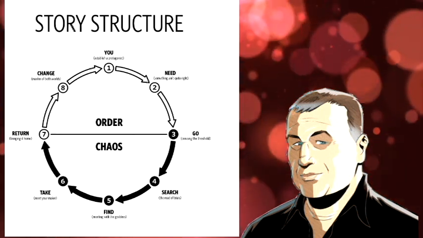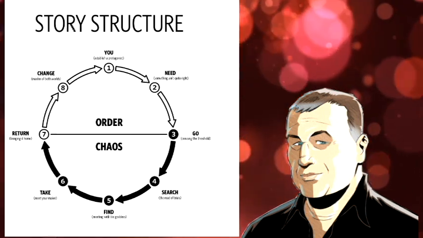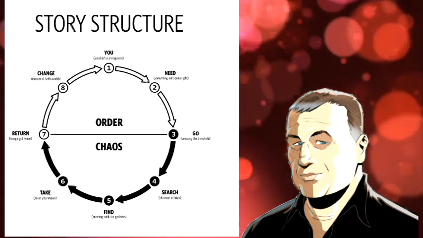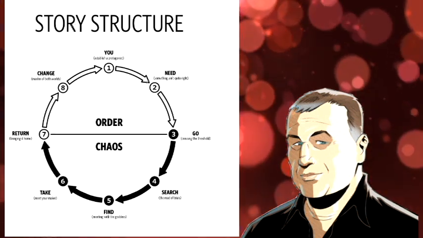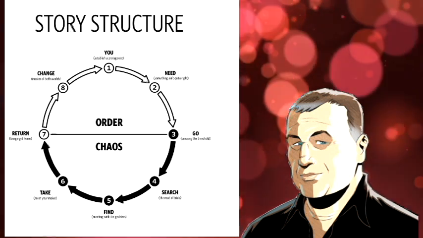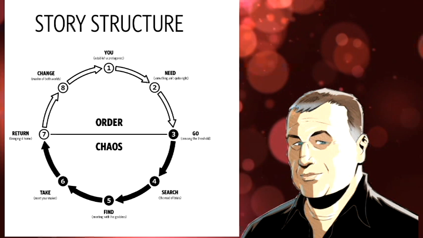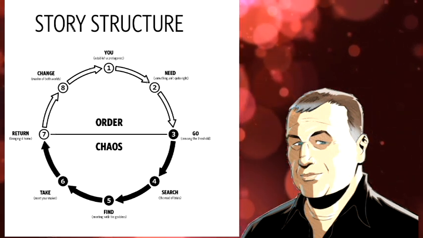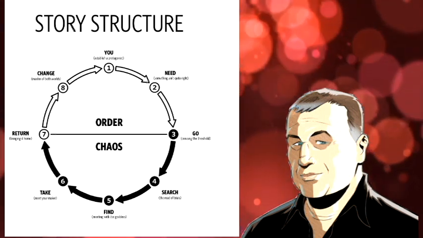Number 6 is take. Now what this means is this is where your character may take the thing that they've been looking for, but it also creates a problem because this is where they're on a collision course with destiny, where the villain is waiting to stop them, where the villain is searching for them. It's a reverse of the hero's journey. The villain has his own journey in reverse. So he comes into collision at this point also.